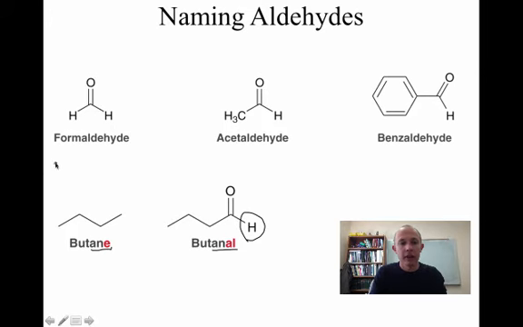Some common names for aldehydes: formaldehyde is a 1-carbon aldehyde, acetaldehyde is a 2-carbon aldehyde, and we've talked about benzaldehyde already. You might want to be familiar with these names.